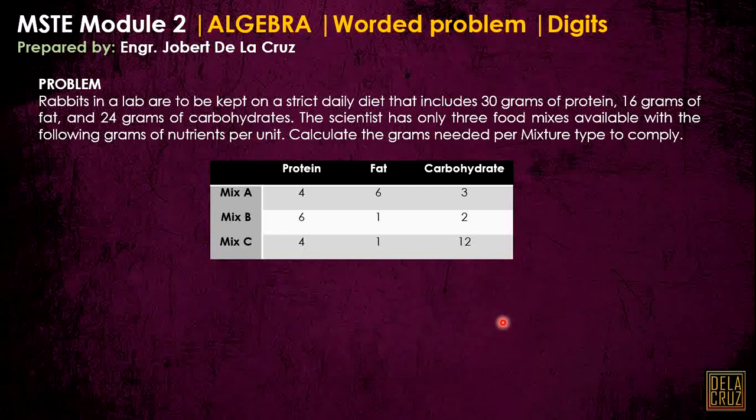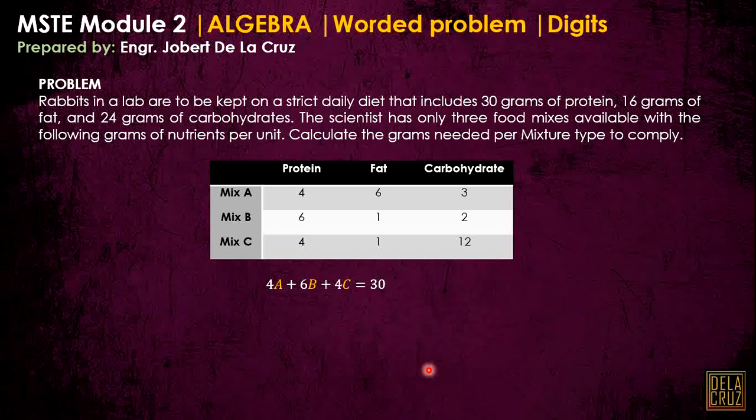Of course, okay, so let's focus on the protein. The rabbit must have 30 grams of protein. So i-add natin lahat yan in terms of ilang grams yung kukunin natin per mixture. So per mixture A, let's call that A, 4A plus 6B plus 4C. And dapat, ang lalabas na grams dyan is 30 grams of protein. So this will represent the mass of every mixture. Mass of A, mass of B, mass of C.